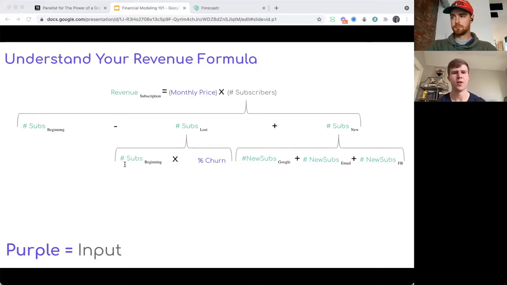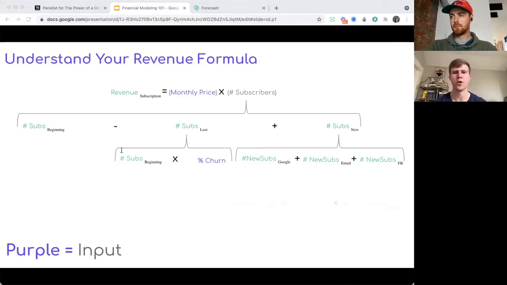There are a lot of different ways that I can get new subscribers though, and we can see this in my revenue formula. I can get new subscribers through Google, through email, and through Facebook. So we'd want to understand the math that goes into each of these individual customer acquisition channels. On this slide, we're just going to dive into Google to keep things simple. So we're going to be looking at just one of these.